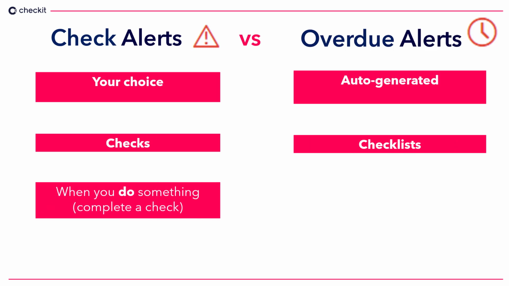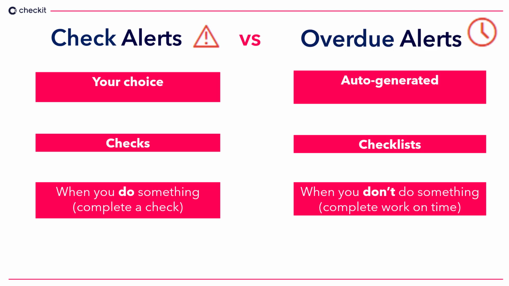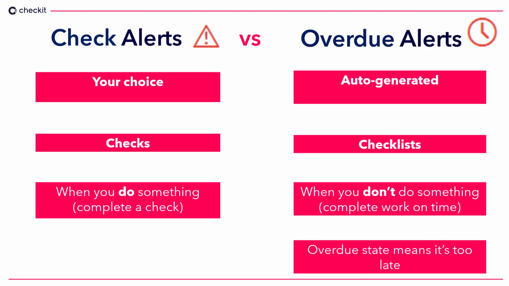Check alerts are generated when you do something, so when you complete a specific check, whereas overdue alerts are generated when you don't, so that's if you don't complete work on time. And if the checklist reaches the overdue state, it means it's too late. It's likely that you'll be able to complete the rest of the work, but the alert will already have been sent. So that's check and overdue alerts.